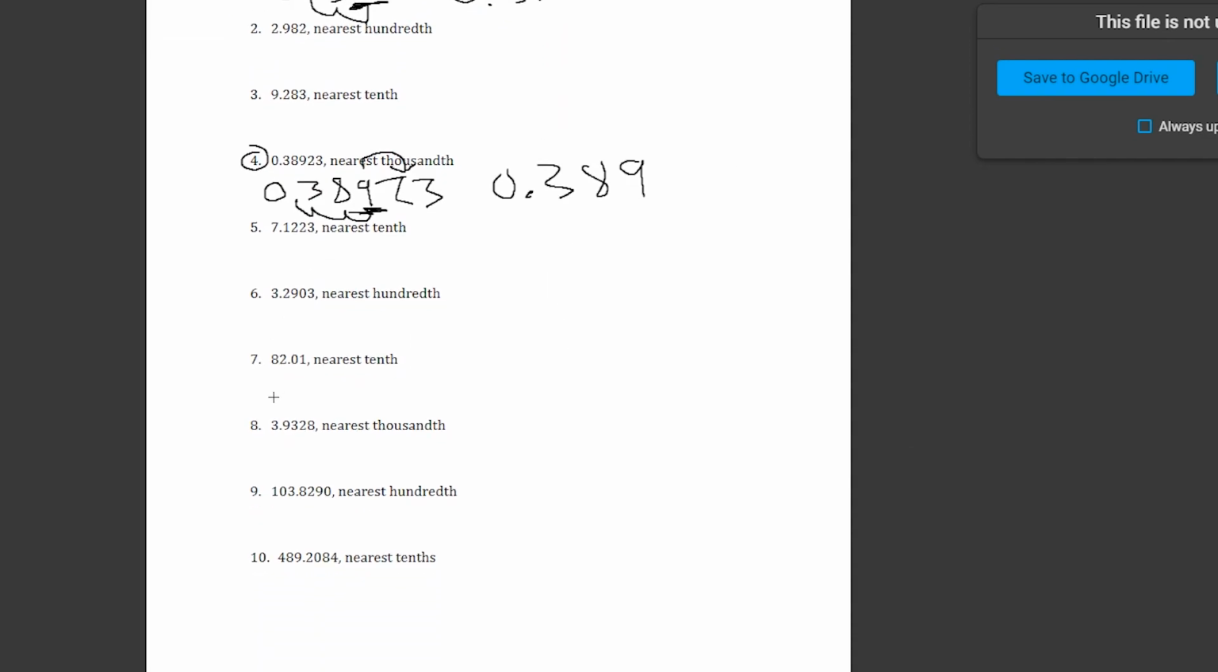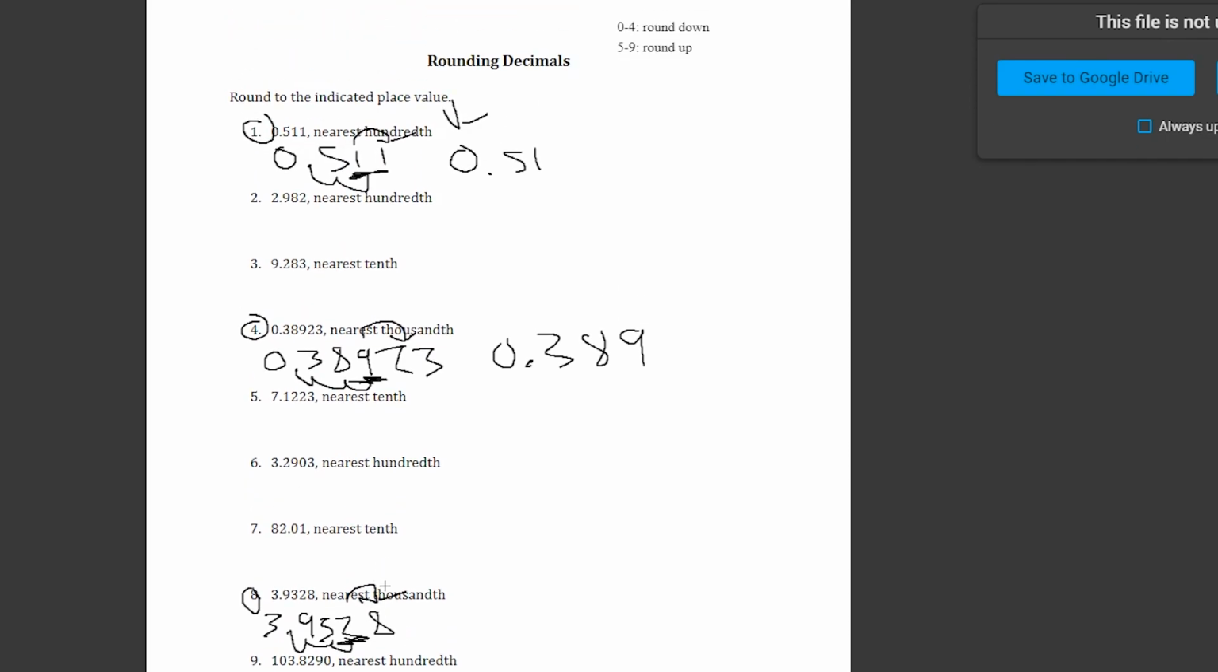Now for number 8, we have 3.9328, and we're rounding to the nearest thousandth, which is 3 digits away from the decimal point. So we're going 1, 2, 3, and we see that it's a 2. Now we can look at the number on the right, and the number on the right is an 8. An 8 is between 5 and 9, so we round up. One number above 2 is 3. So our final answer for number 8 is 3.933.